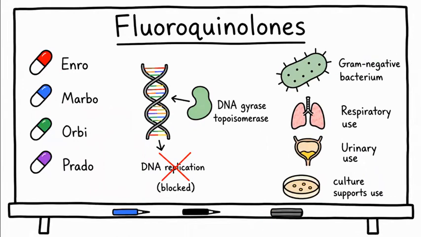Fluoroquinolones are another major bactericidal, concentration-dependent class. Examples include enrofloxacin, marbofloxacin, orbifloxacin, and pradofloxacin. These drugs inhibit bacterial DNA gyrase and topoisomerase, interfering with DNA replication. They are often thought of for gram-negative organisms, some respiratory or urinary infections, and cases where culture supports their use.